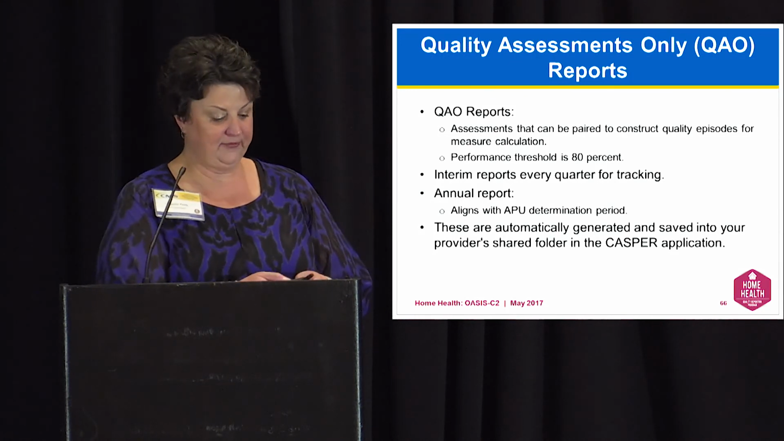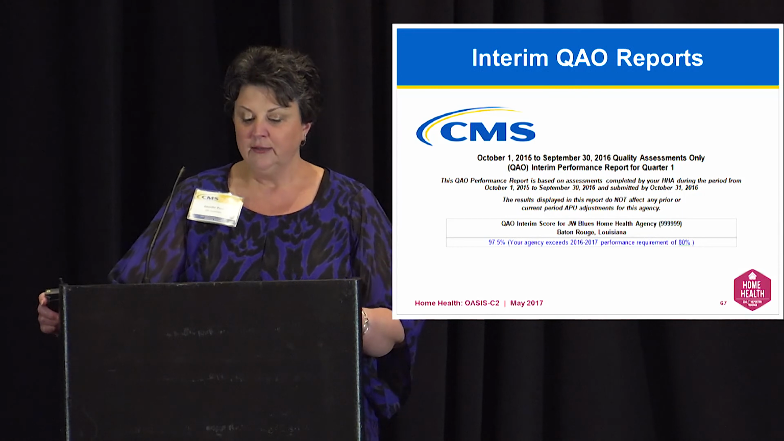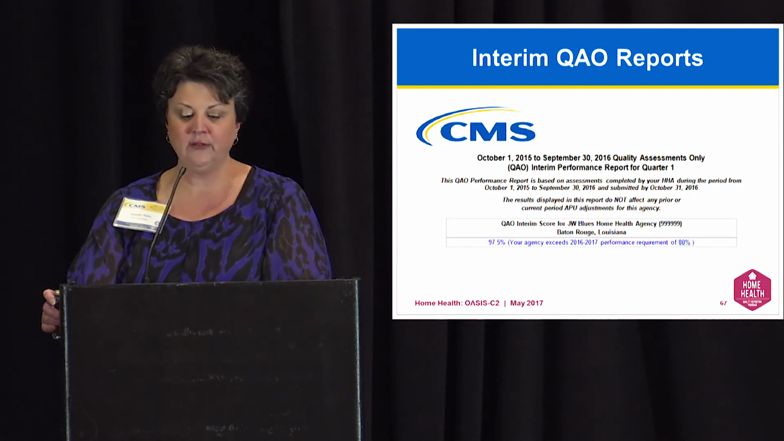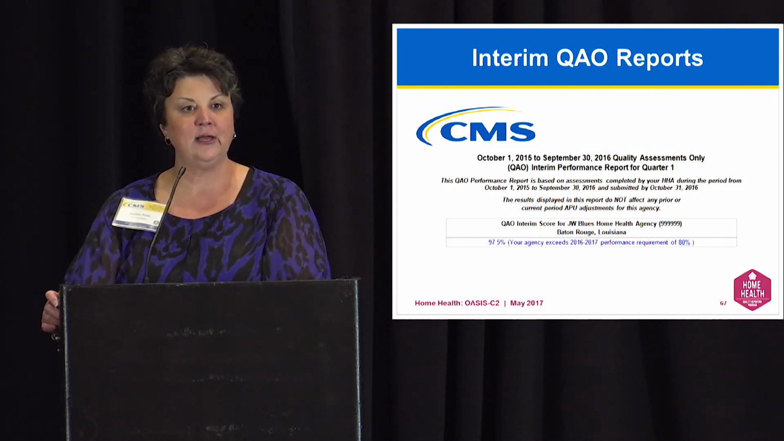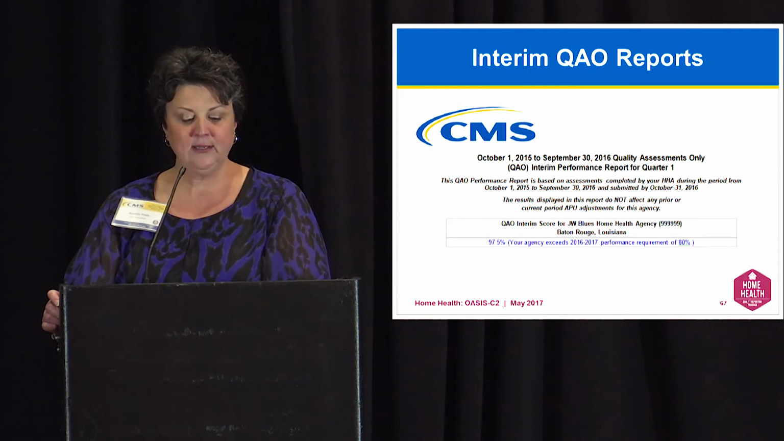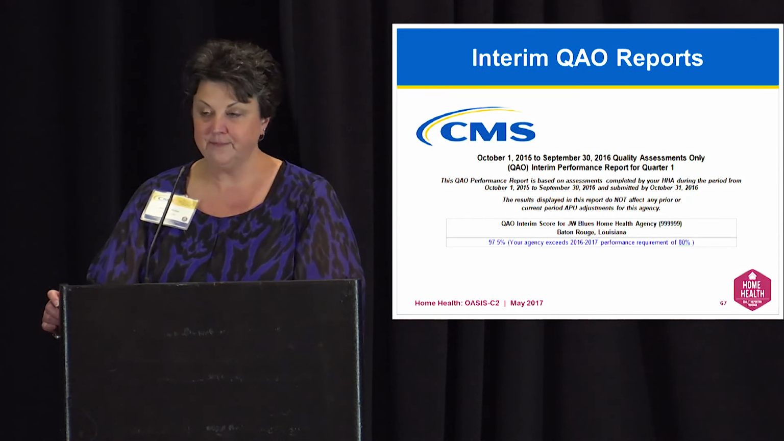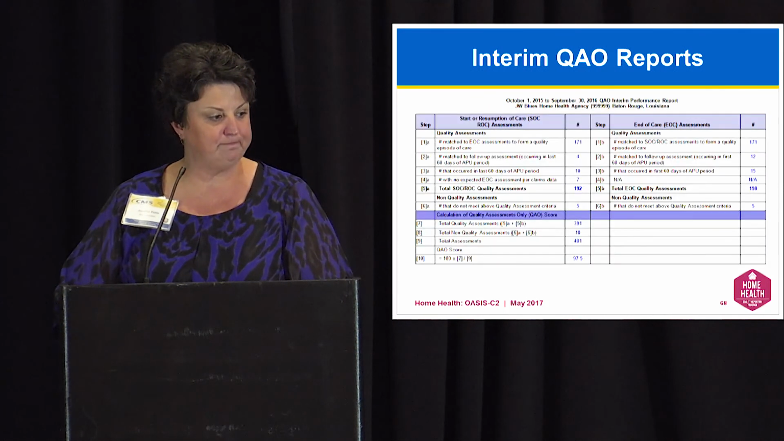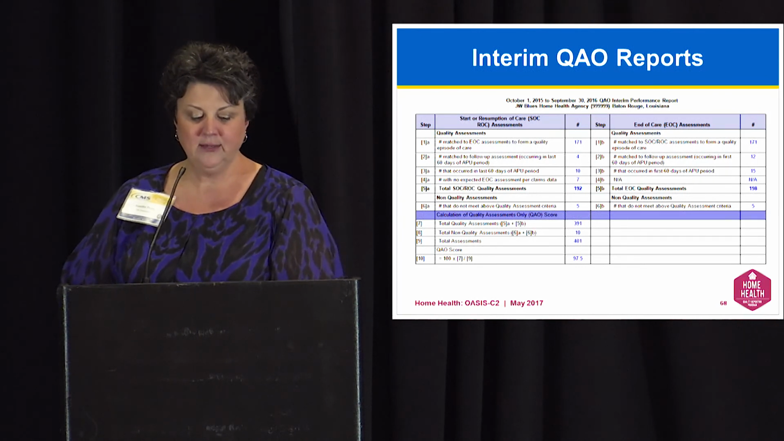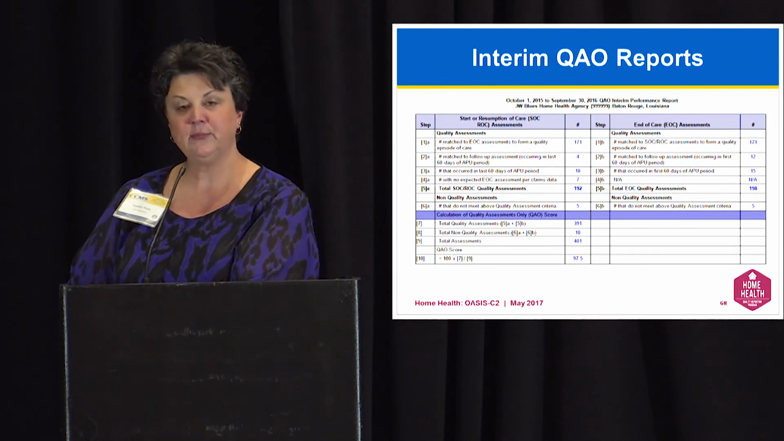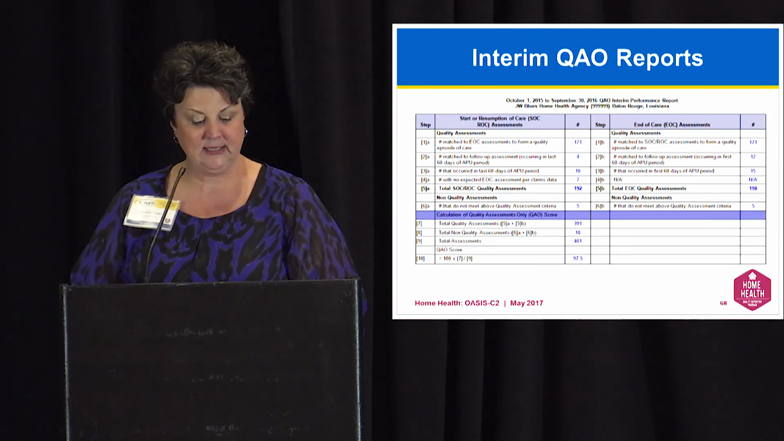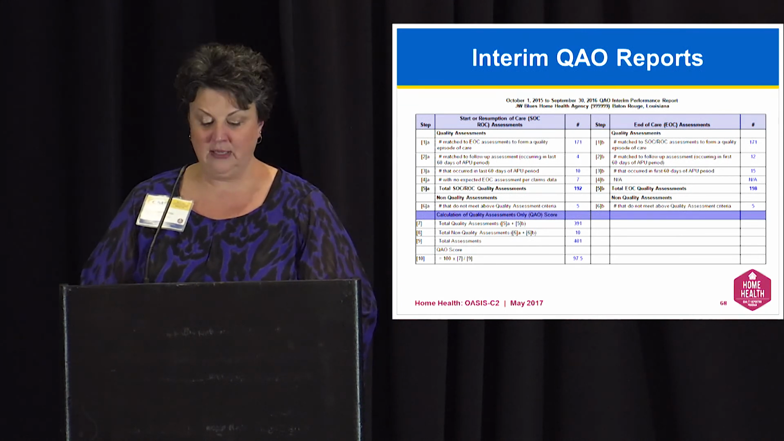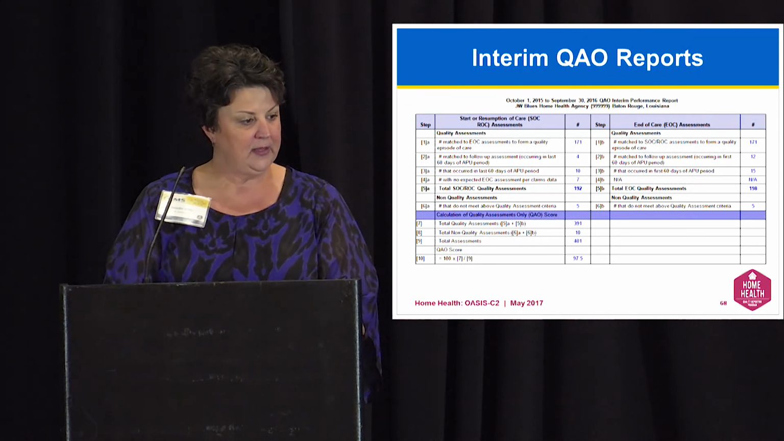So let's take a look at first the interim QAO reports. The reports begin with providing the agency with their score and a notation of whether or not the agency would meet the compliance threshold. Information is then provided about the home health QRP, how the compliance threshold is scored, and a bit of additional information. Then you come to the final page of the report that details the numbers of assessments in the various assessment types. And here it notes the number of these assessments that do or do not meet the quality assessment criteria.